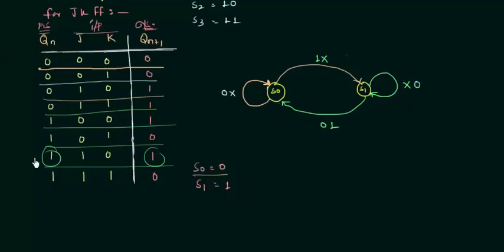Now let's check for the last case. When the present state is 1 and the next state is 0, it means I'm going from S1 to S0. When both of the J and K are 1, it means again the don't care is involved, and the don't care in this case is J. So J is a don't care and K is 1. So this is a complete state diagram for the JK flip-flop, and it's very easy to make once you know the basics.